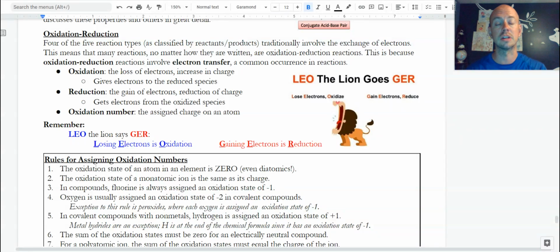It gives its electrons to the thing being reduced, and the reduction gets its electrons from the oxidized species. It's not a step-by-step process. We treat it as if it's occurring totally simultaneously. The mnemonic device that I like for this, and there are several, is that Leo the lion says grr. Losing electrons is oxidizing. Gaining electrons is reducing. So Leo, lose electrons, oxidize. Grr, gain electrons is reduction.